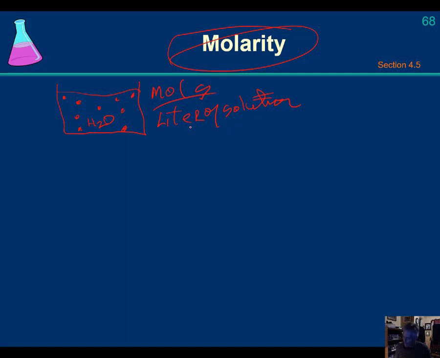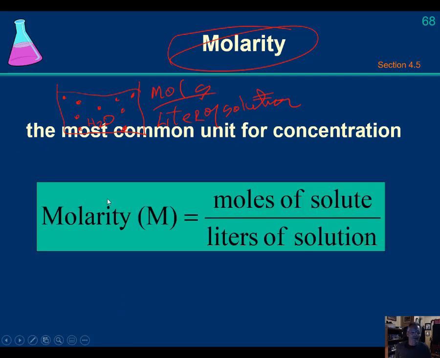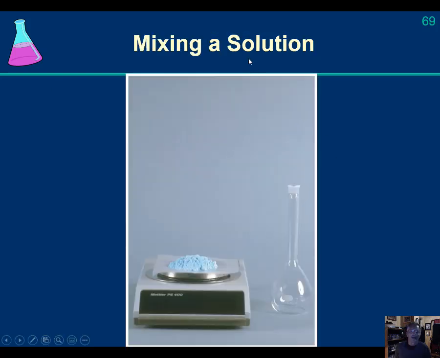And so that's what we're going to focus on right now, the concentration of solute particles per liter of the solution. So it's the most common unit for concentration, molarity. It's got a capital M for a symbol, and it's simply moles of solute per liter of solution. So we'll do a division, we'll get a number, and this will be our concentration in molarity. So mixing a solution, how we do that.